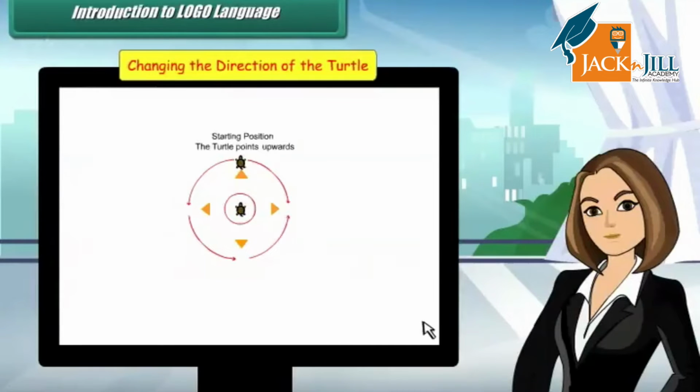Starting position: the turtle points upwards. LT space 90. The turtle points to its left. LT space 90. The turtle points downwards. LT space 90. The turtle again points to its left.